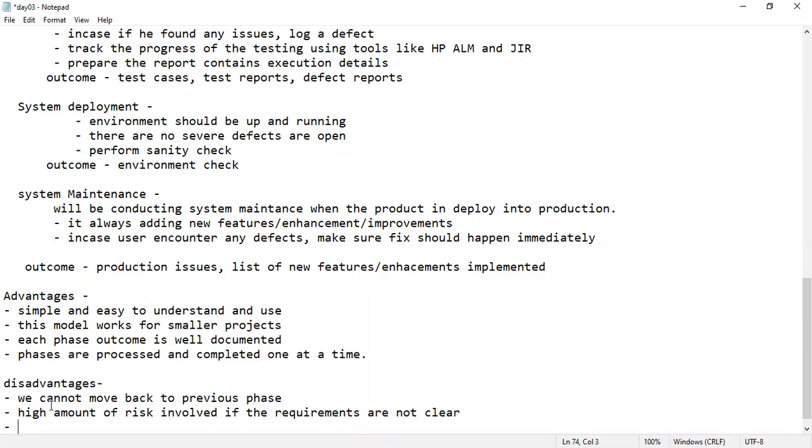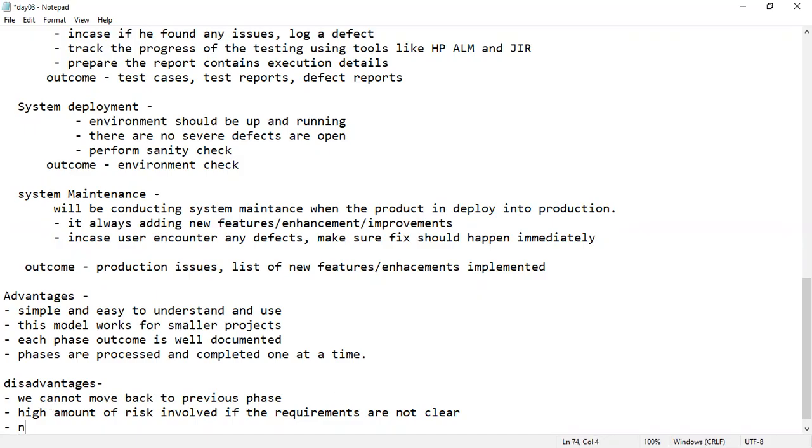So that means before starting any movie or before starting any project, the requirement should be clear and crystal clear. Then only it is better to start the next phases. Okay, what else? What are the disadvantages?